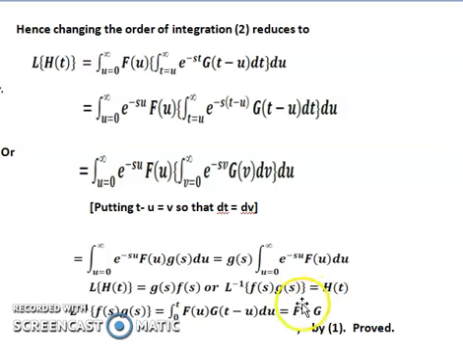And what is the h(t)? h(t) is integration over 0 to t f(u) g of t minus u du. And this can be represented as f asterisk g by equation 1. This is the proof of the theorem.